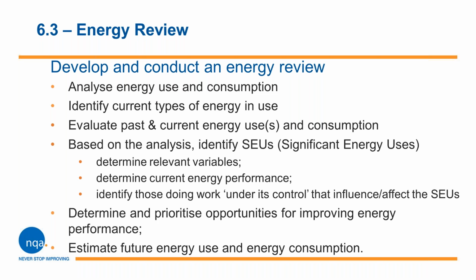You need to determine how you are currently managing it, how it is currently performing, and then identify those individuals, so those people who work under your control. So it could be the people who are responsible for programming the timers, programming the settings, people who may be process engineers, whoever that might be, that can affect or influence the energy performance. And you need to go through those three things for each of the significant energy uses. And by doing that, that allows us to determine and prioritize opportunities for improving our energy performance. And that's the underlying requirement of this.